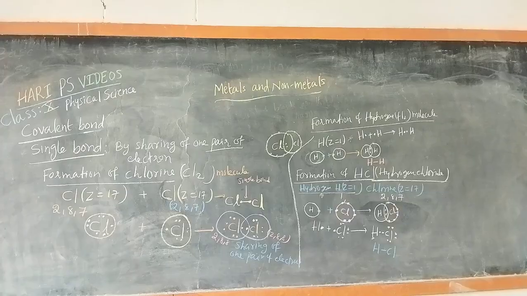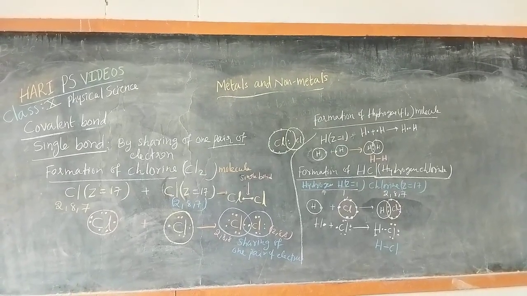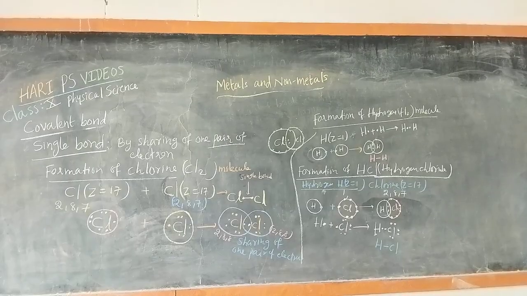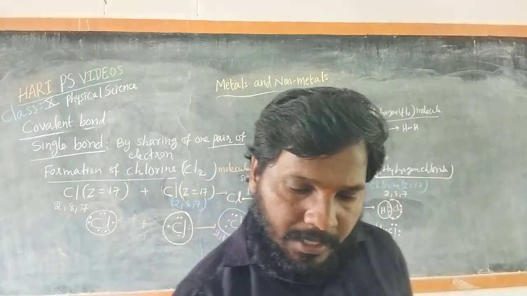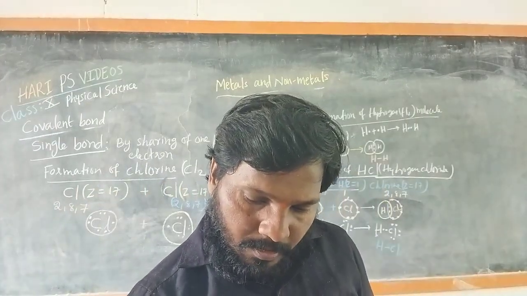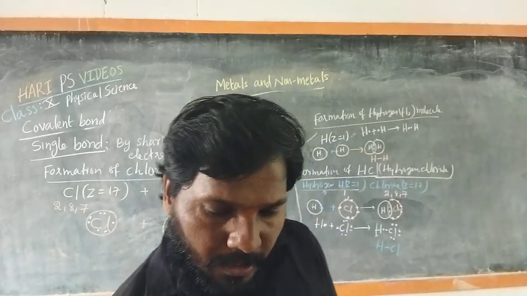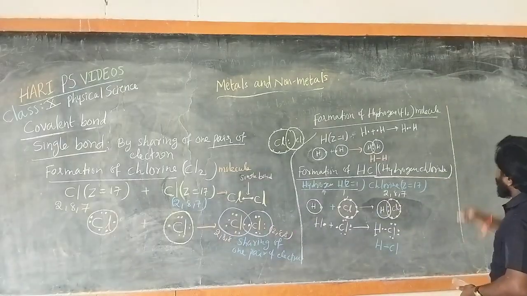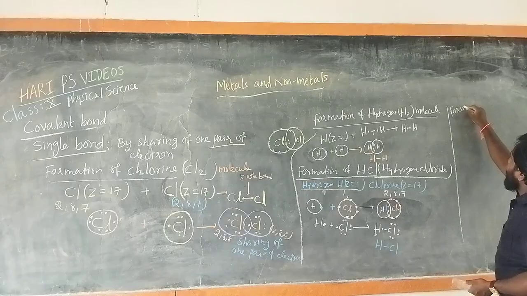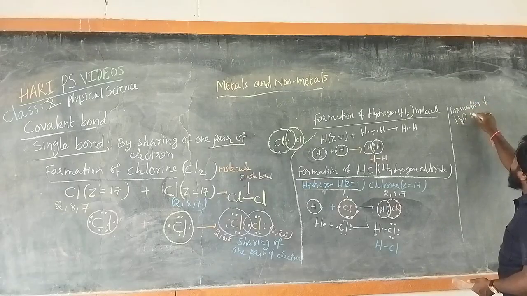So three examples are over discussed: formation of chlorine, formation of hydrogen molecule, formation of hydrogen chloride. Then let's take one more example for understanding the covalent bond. Let's take formation of water, H2O.